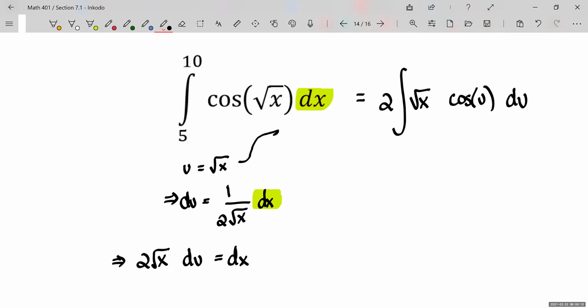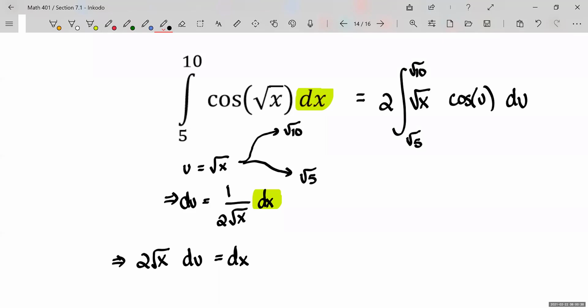And that is because you don't have to change back to the world of x with definite integrals. You can always stick within the world of u from this point forward. Just makes it a little bit easier. So if x were 5, well, then u is root 5. And if x were 10, well, u would be root 10. And there we go, root 5 to root 10. I'm not going to say it's beautiful. I'm just going to say that's what it is.